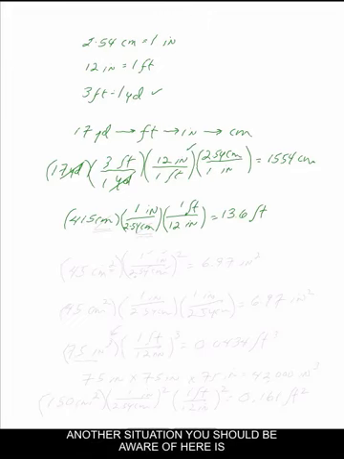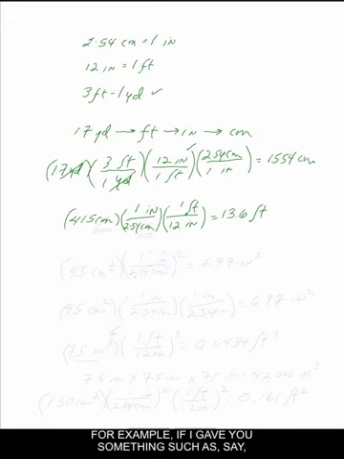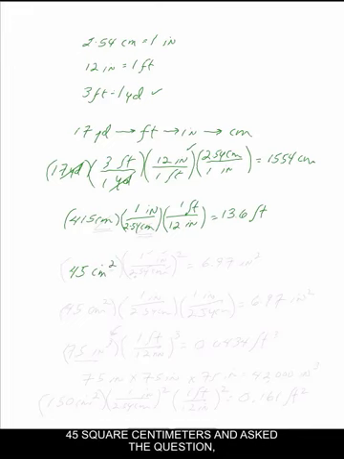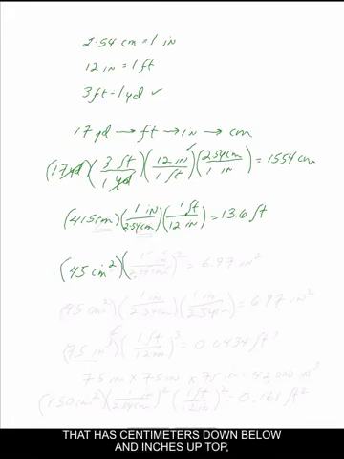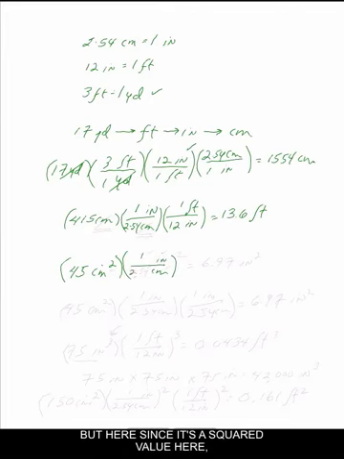Another situation you should be aware of here is if I were to ask you to do a square conversion. For example, if I gave you something such as 45 square centimeters and asked the question, how many square inches is that equivalent to? Notice here the only conversion I've given you is one that has centimeters down below and inches up top, and the numbers that go with that are 1 and 2.54. But here, since it's a squared value, I have to put a square in my conversion ratio.